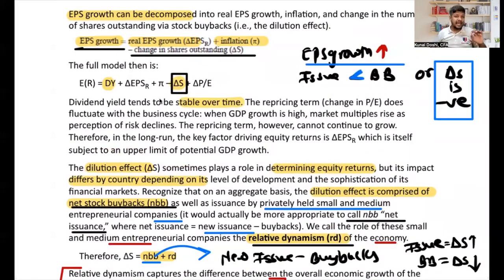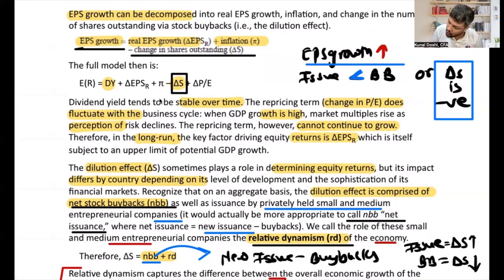So dividend yield is expected to be stable, and the repricing, the change in P/E, does fluctuate with the business cycle. Sorry. So P/E ratios fluctuate with the business cycle. At the peak of the business cycle, the prices are high. At the bottom of the cycle, the prices are low. So when the GDP growth rate is high, market multiples rise. The repricing cannot, however, continue to grow. Therefore, in the long run, the key factor driving the equity returns is change in EPS.